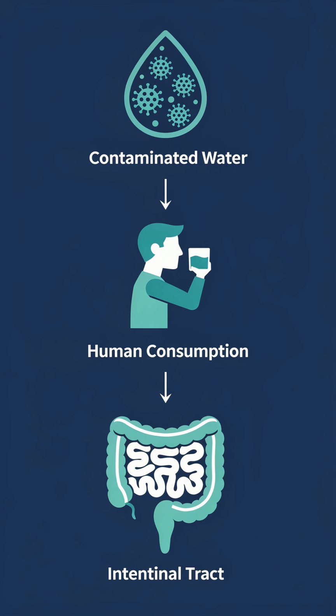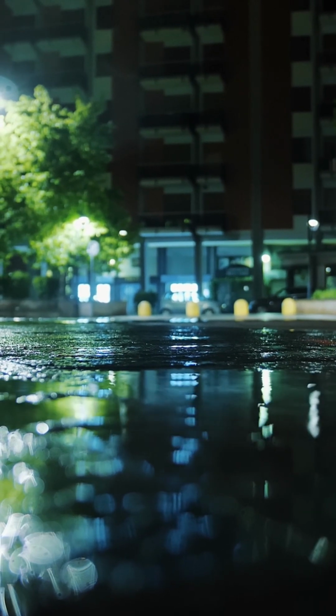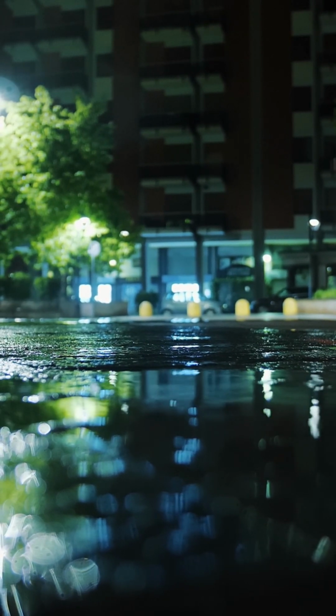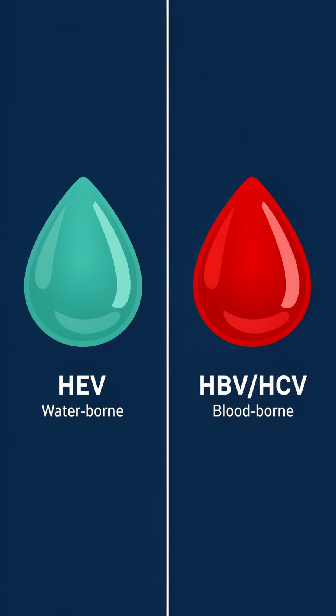One of the defining features of hepatitis E virus is its mode of transmission. In many parts of the world, infection occurs through the fecal-oral route, most commonly through contaminated drinking water. Large outbreaks have been documented in areas affected by poor sanitation, flooding, humanitarian crises, and inadequate wastewater treatment. This transmission pattern distinguishes hepatitis E from hepatitis B and hepatitis C, which are primarily blood-borne infections.